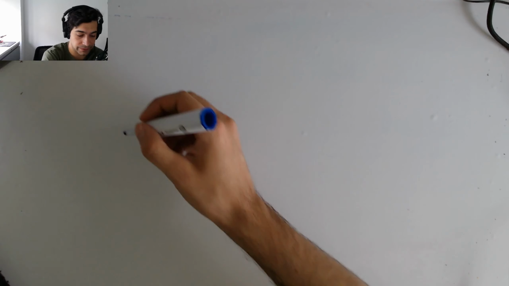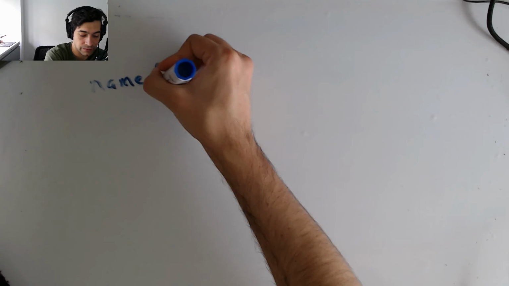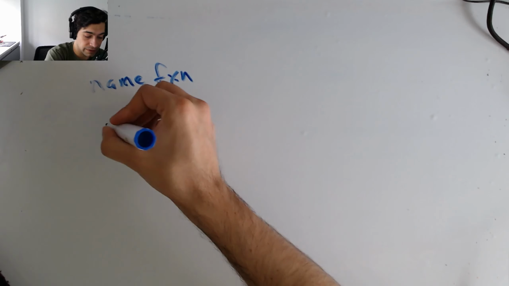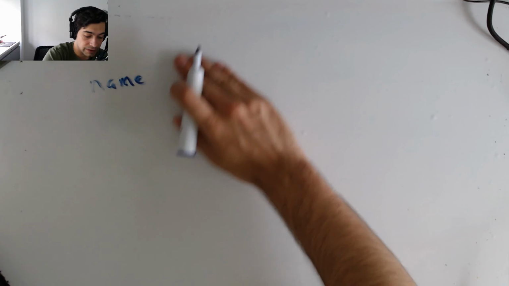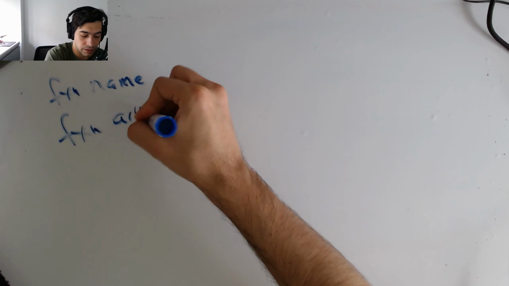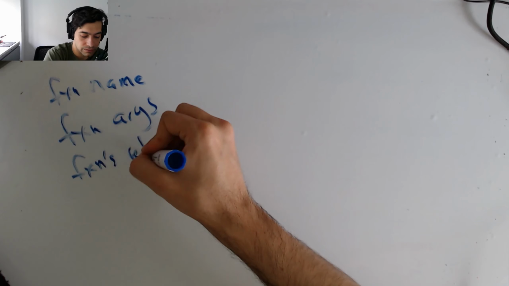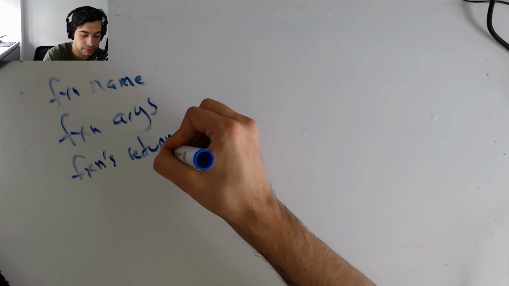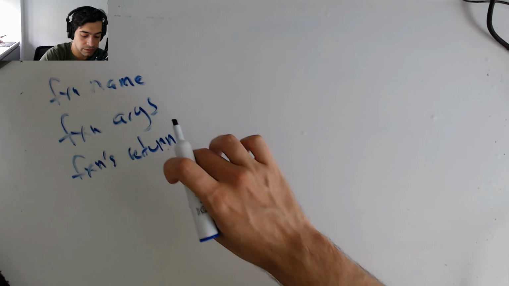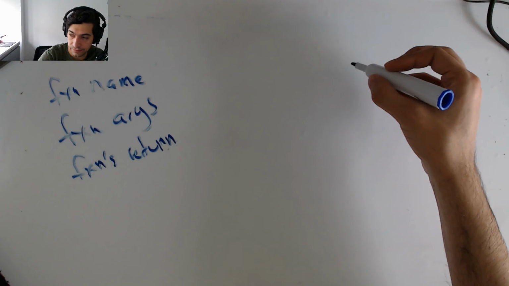Okay, we're going to review functions. So what are the parts of a function? We've got a few different parts. We have the function name, we have the function arguments, and then we have the function's return statement. So let's block this out.